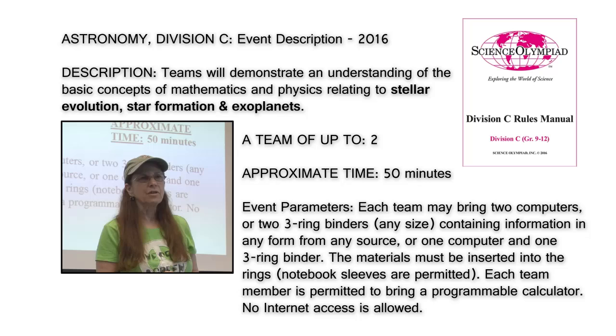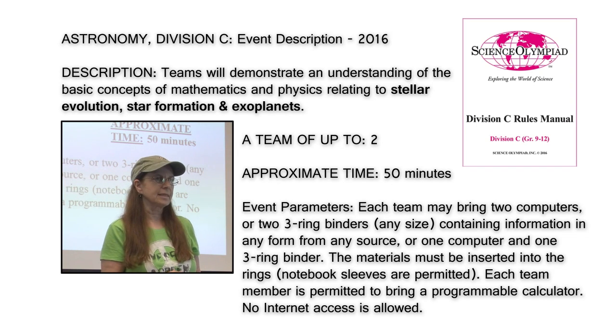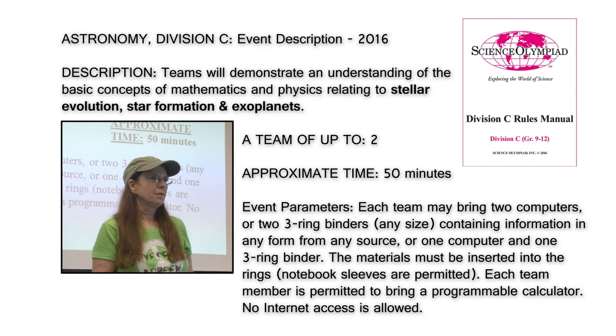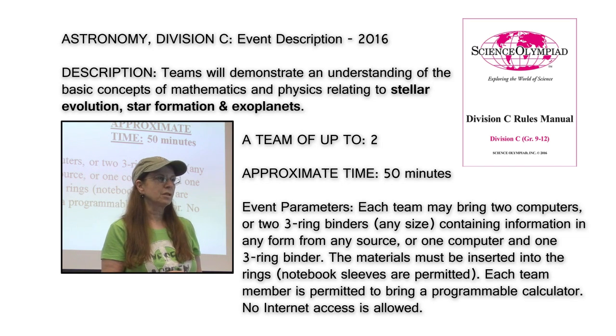The Astronomy C Division event description for 2016 is identical to this year's competition, 2015. It is on stellar evolution, specifically star formation and exoplanets. The rules manual contains the event description, and this is an event that allows 2 participants.